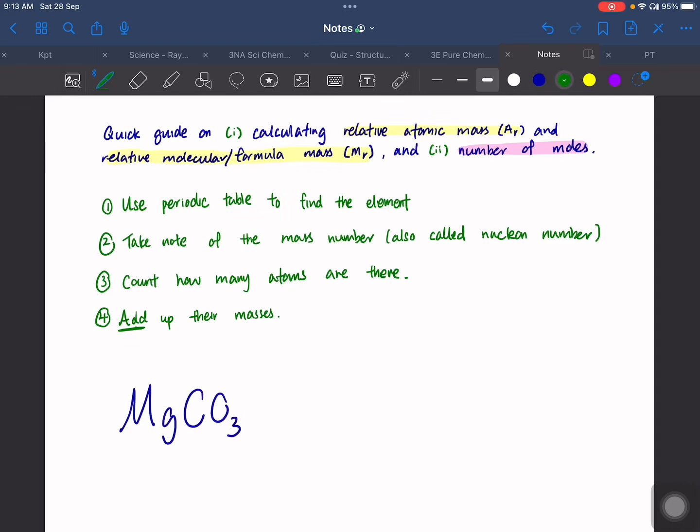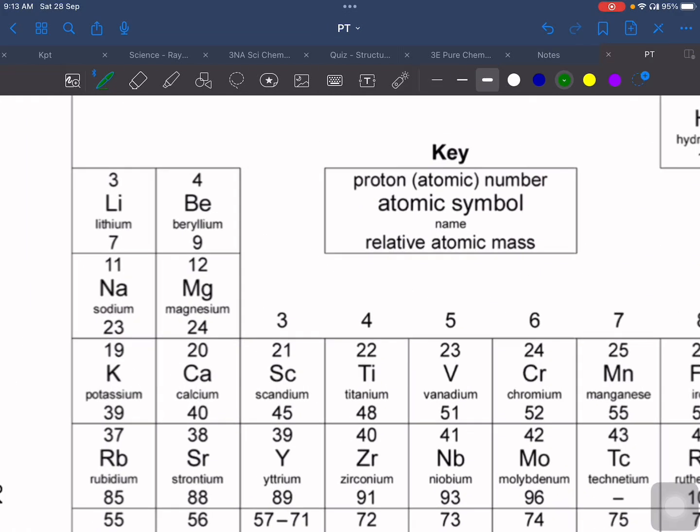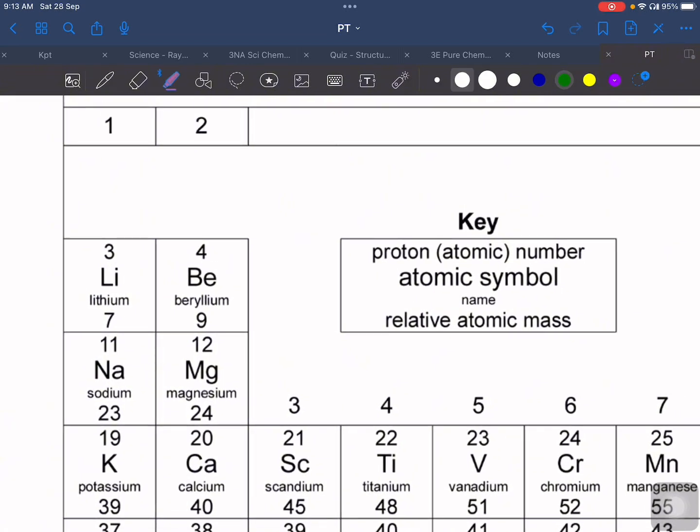Based on this formula, you should be able to see that there is a chemical called magnesium, a chemical called carbon, and a chemical called oxygen in the periodic table. So what we do then is go to the periodic table and look for the chemical magnesium, and you can see that magnesium is over here highlighted in pink.